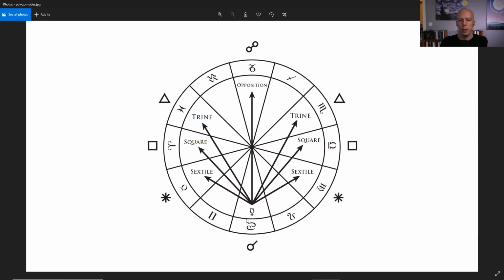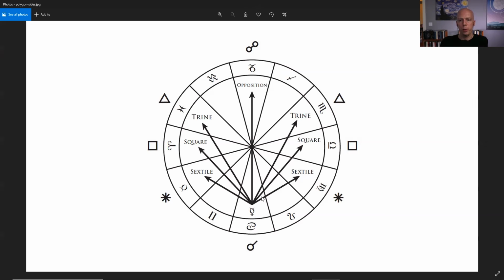So anyways, a planet in Cancer, for example, would be in a square aspect by sign to any planets in Libra, since both Cancer and Libra are cardinal signs, and also square to any signs in Aries, because those are both cardinal signs. So that's the basics of the square.